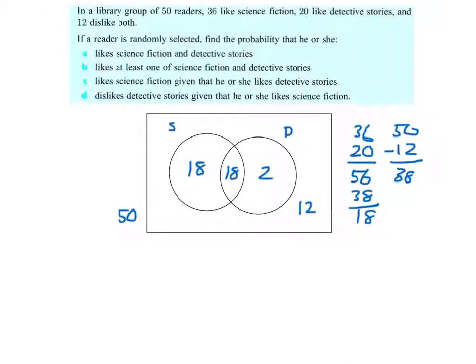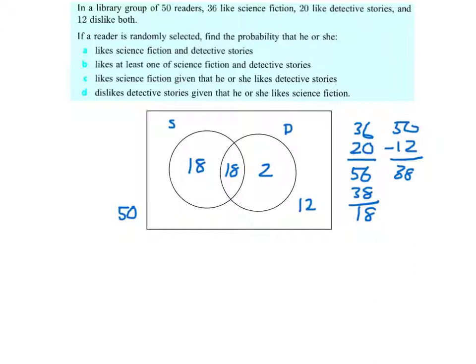Now for part A, I'm asked to find the probability that a reader likes science fiction and detective stories. So this is really the intersection of S and D, the people who like both. And we know that there are 18 people who like both, and that there are 50 people total. So 18 divided by 50 simplifies down to 9 out of 25.